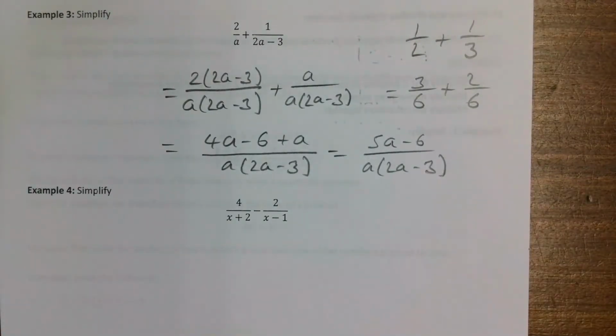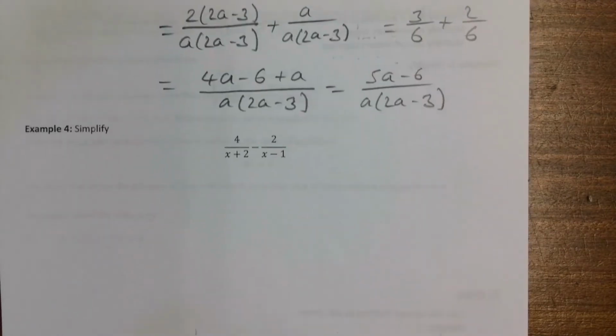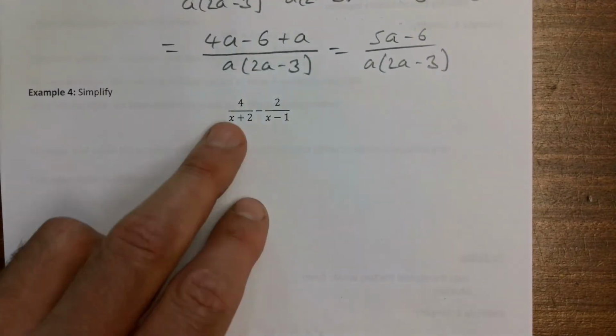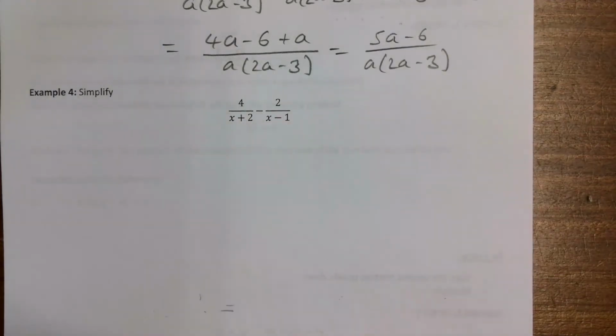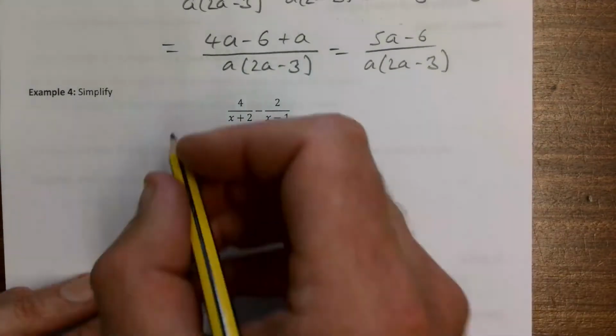Very similar then for our example 4. We need to times top and bottom of this one by x minus 1, top and bottom of this one by x plus 2. So let's do that.